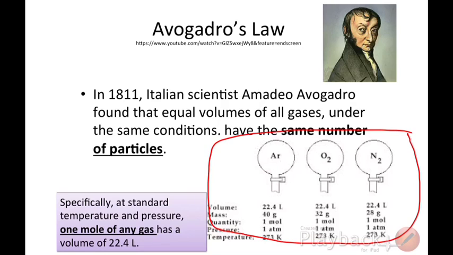No matter what gas you're talking about, be it argon, oxygen, or nitrogen, or any other gas, if you have a mole of it, it has a volume of 22.4 liters if you're at standard temperature and pressure.